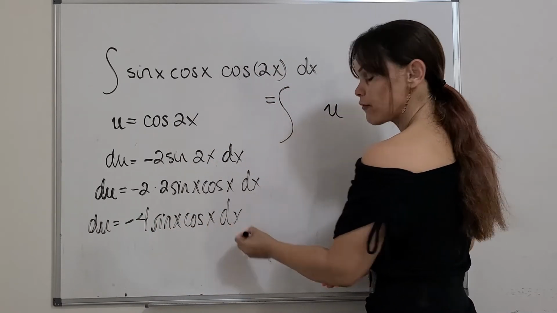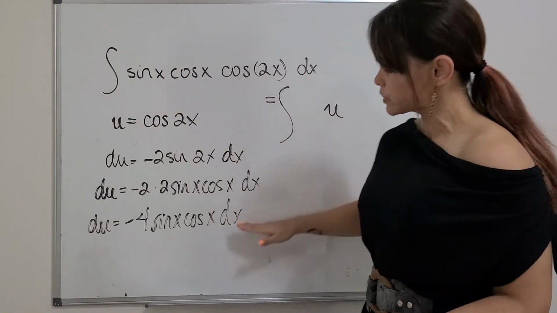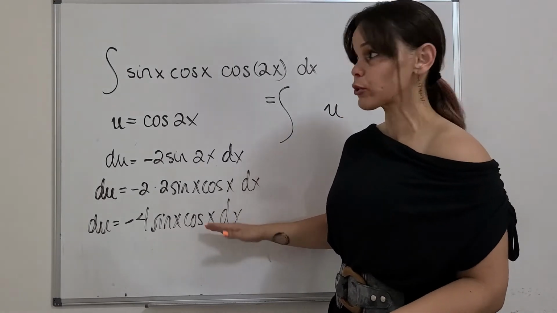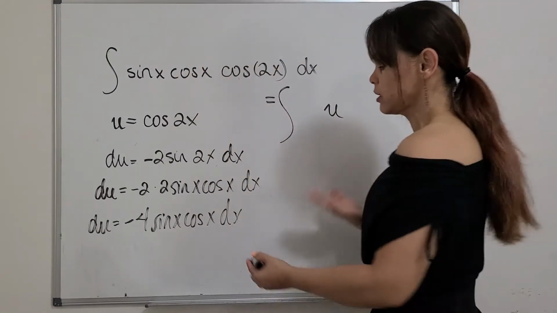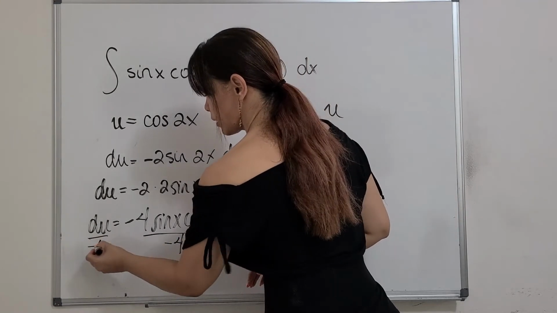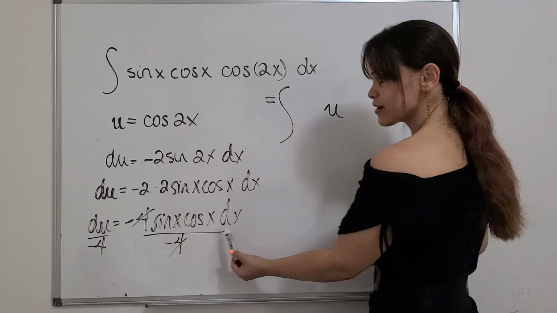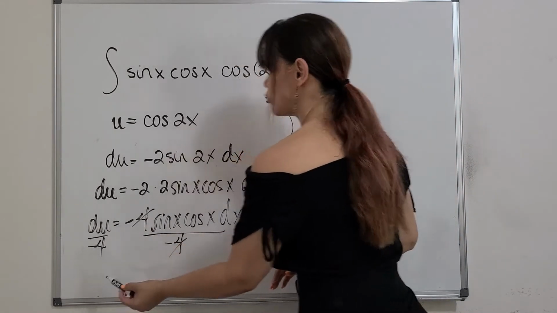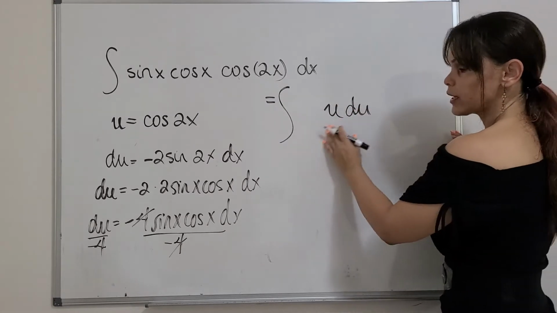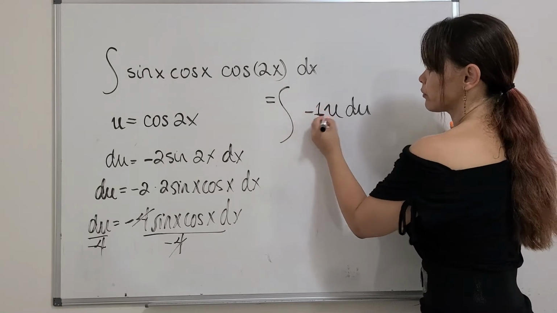So I have exactly what I need. I have sine of x, cosine of x dx, which is exactly what I have here. So if I solve for that expression, then I'm going to have what I'm going to replace here. So I'm going to divide by negative 4. And then I know that sine of x cosine of x dx is going to be negative du over 4. So I'm going to write the du here. And I can either write it as divided by negative 4 or as a negative 1 over 4.